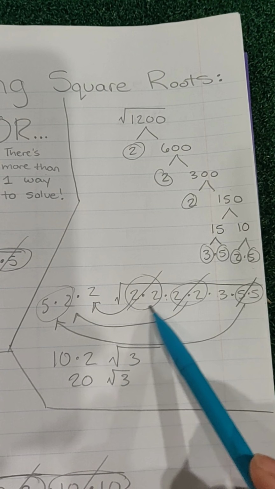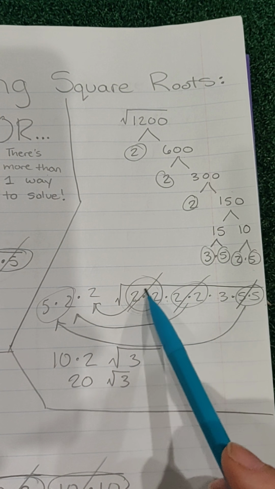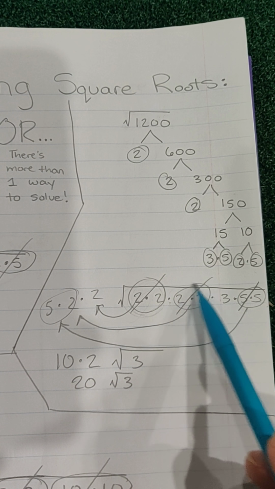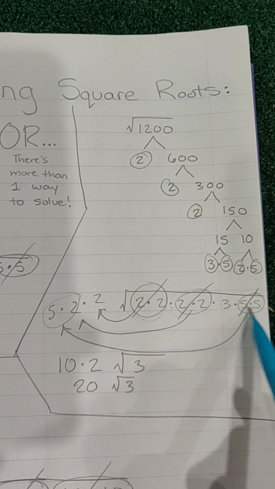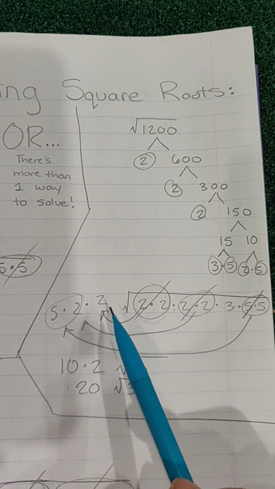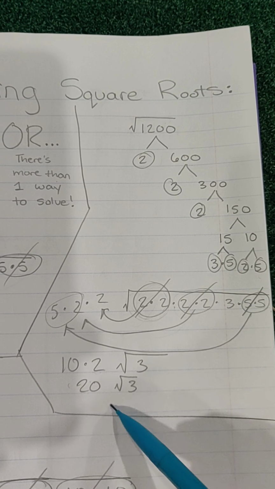When I find a pair, when my 2 finds its buddy, they cancel out and they go outside of the square root. 2's make a pair and they go outside the square root. My 5's make a pair, it goes outside of the square root, and I multiply together my numbers outside of the square root, and my 3 is left over.